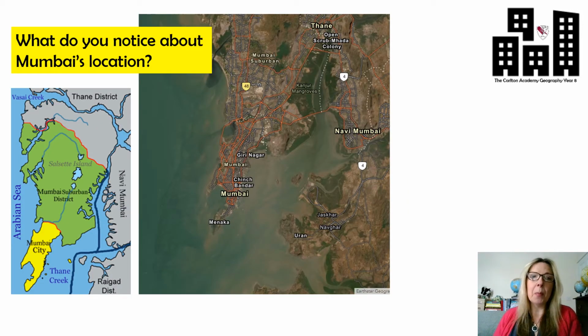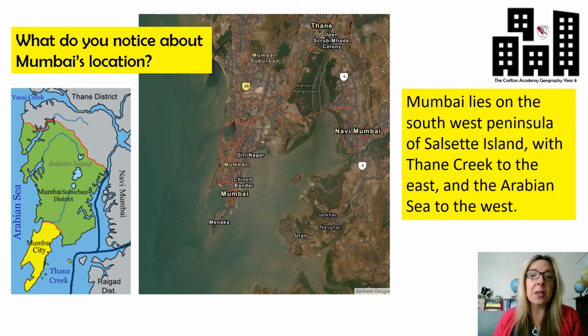What do you notice about Mumbai's location? Take a moment to have a look at both maps and think about how you could put into a sentence where it is. I'm going to do it for you. Mumbai lies on the southwest peninsula of Salsette Island, with Thane Creek to the east and the Arabian Sea to the west. So a peninsula, like the yellow area that's called Mumbai City on this smaller map. Peninsula is an area of land that sticks out into the sea. Just like Tokyo, Mumbai has grown close to a natural harbour and by the sea. Take a moment to pause and write down this description of Mumbai's location, please.